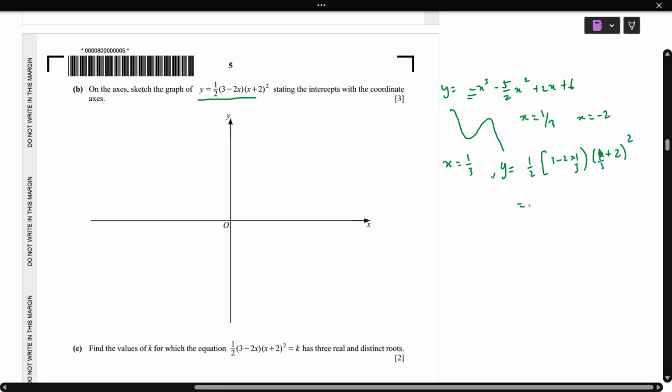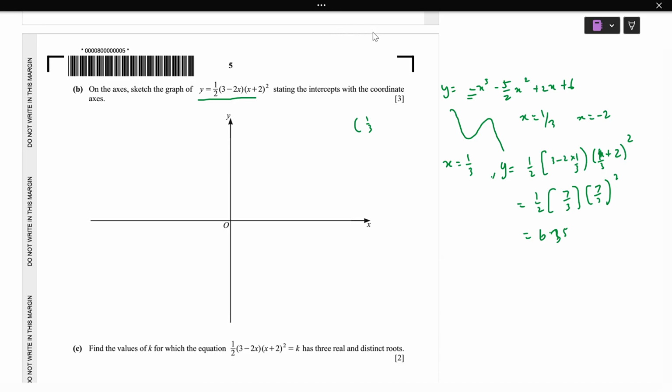So we'll get 1 by 2 into, then I take LCM, 9 minus 2, 7 by 3, and here this is 6 plus 1, 7 by 3 square. When you use calculator, you will get an answer 6.35. Okay, the first coordinate I got, which is the first turning point, x equal to 1 by 3, and y equal to 6.35. When we change 1 by 3 to decimal, we'll get 0.3. So we can write either 0.3 or 1 by 3, it doesn't matter.